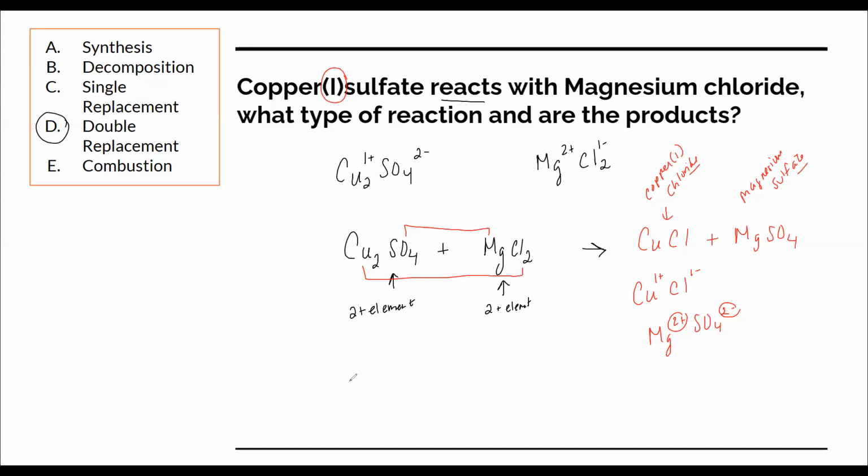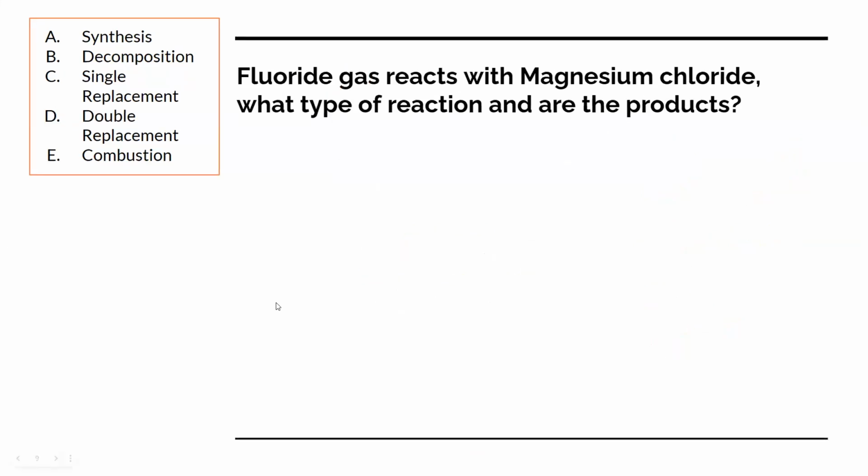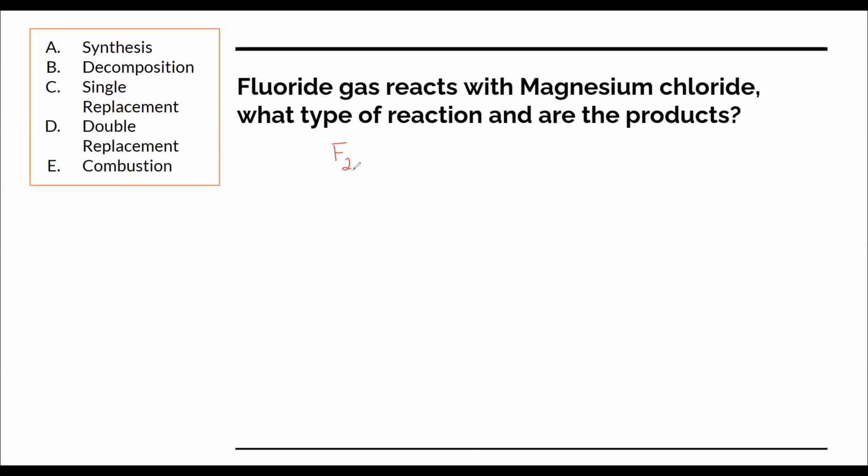What type of reaction and the products? We got everything answered there. We can move on. Fluoride gas or fluorine gas, either way, reacts with magnesium chloride. What type of reaction? What are the products? Fluorine gas, F2, with magnesium chloride, MgCl2. What type of reaction and what are the products?